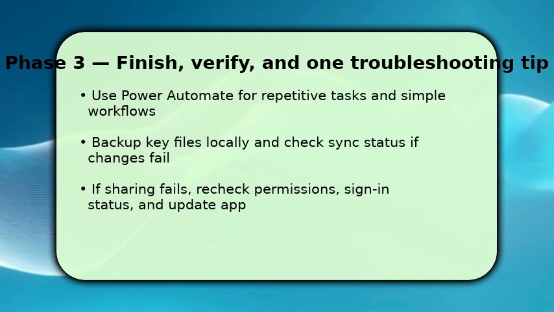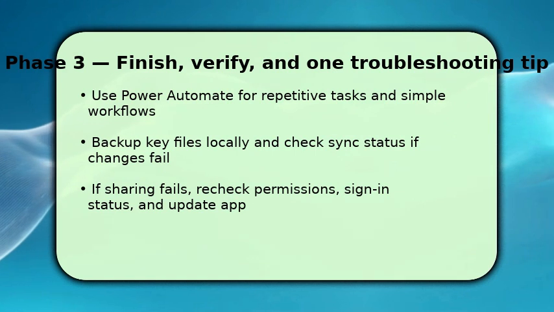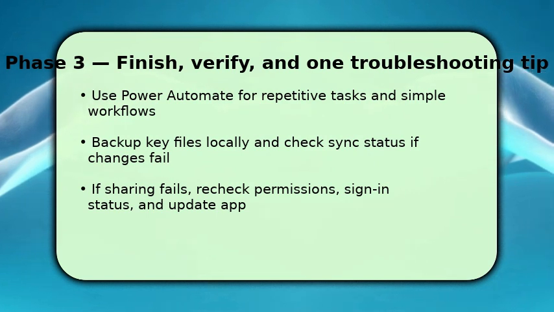That's your safety net. If sync or sharing fails, first check the OneDrive sync status and your sign-in. Next, verify permissions on the file or folder. Finally, update the app or sign out and back in. This sequence usually fixes most problems quickly, so you can resume work without lost time.